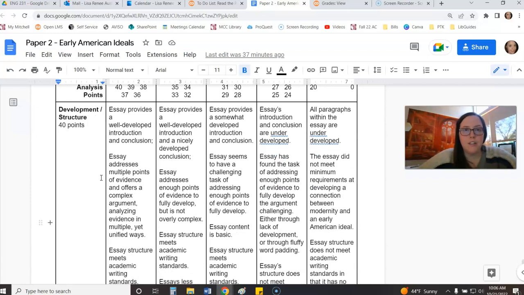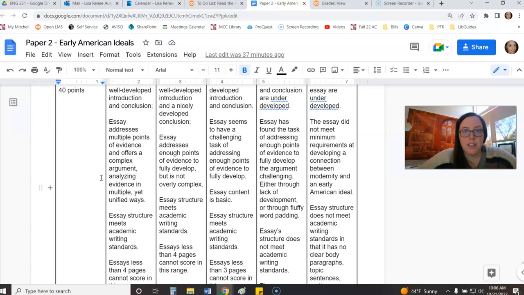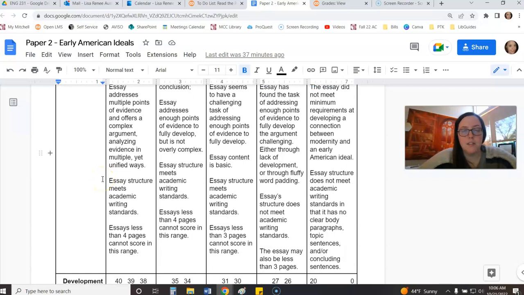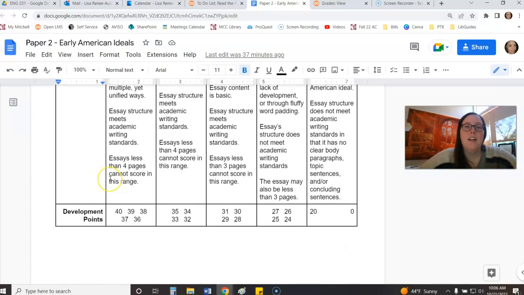Are your ideas fully explained? Is your paper structured in an academic style? Introduction, body paragraphs, conclusion, topic sentences, concluding sentences, that kind of thing.